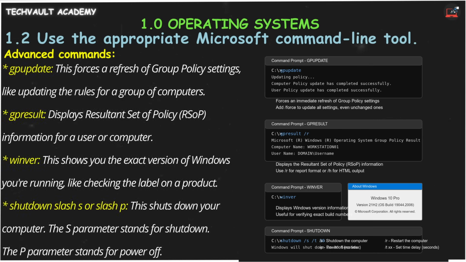gpupdate. This forces a refresh of group policy settings, like updating the rules for a group of computers. gpresult displays resultant set of policy, RSoP, information for a user or computer. winver. This shows you the exact version of Windows you're running, like checking the label on a product. Shutdown /s or /p. This shuts down your computer. The S parameter stands for shutdown. The P parameter stands for power off.